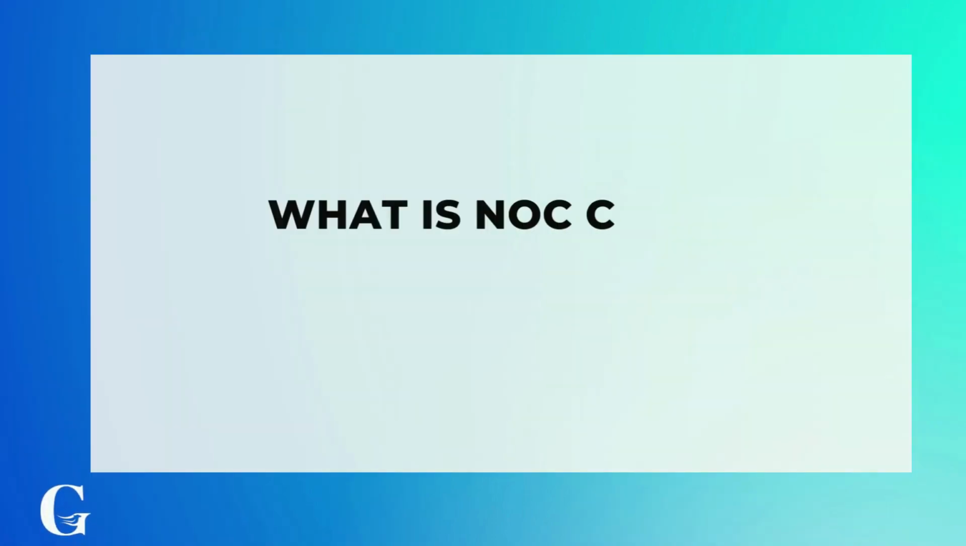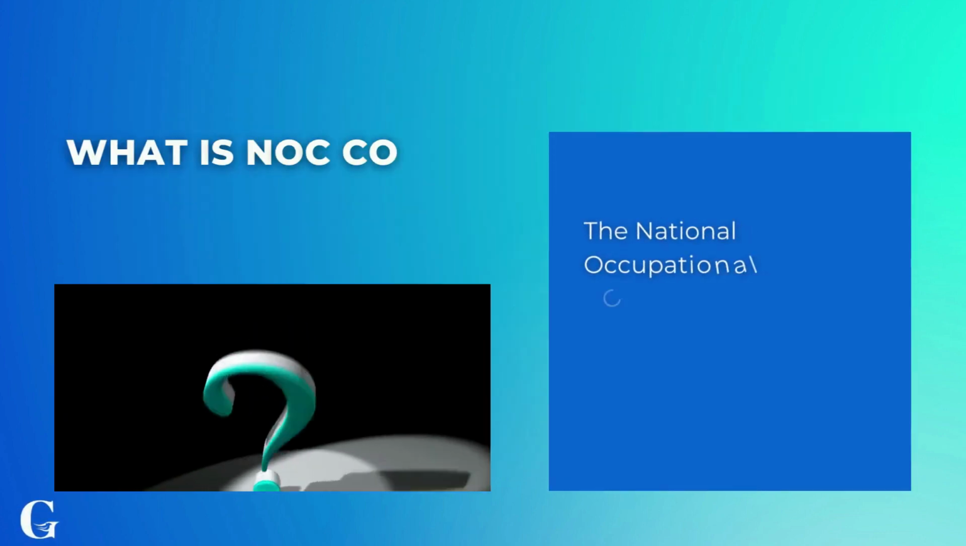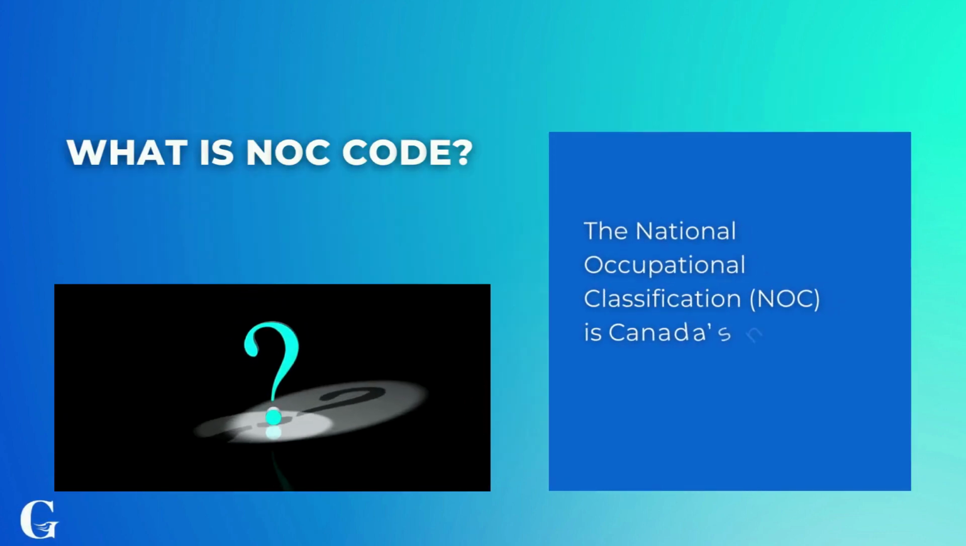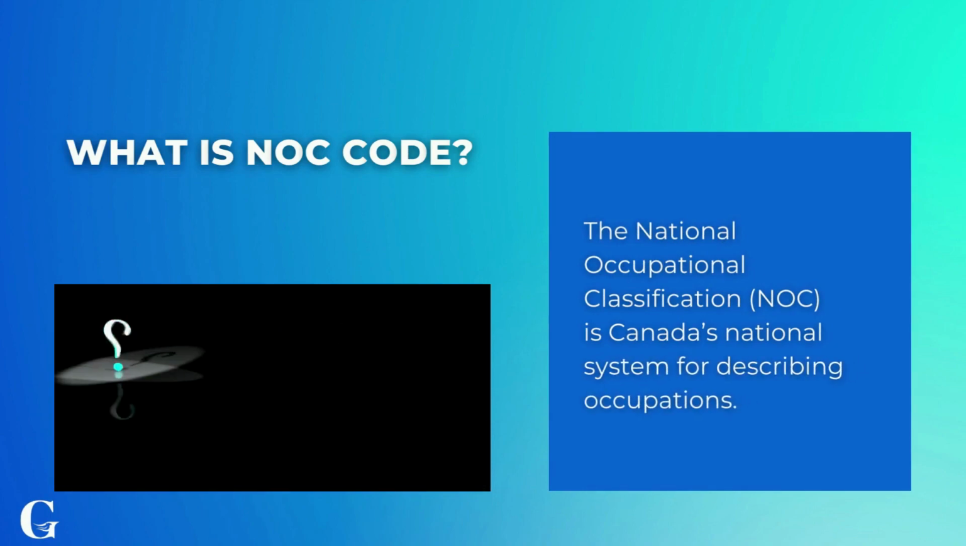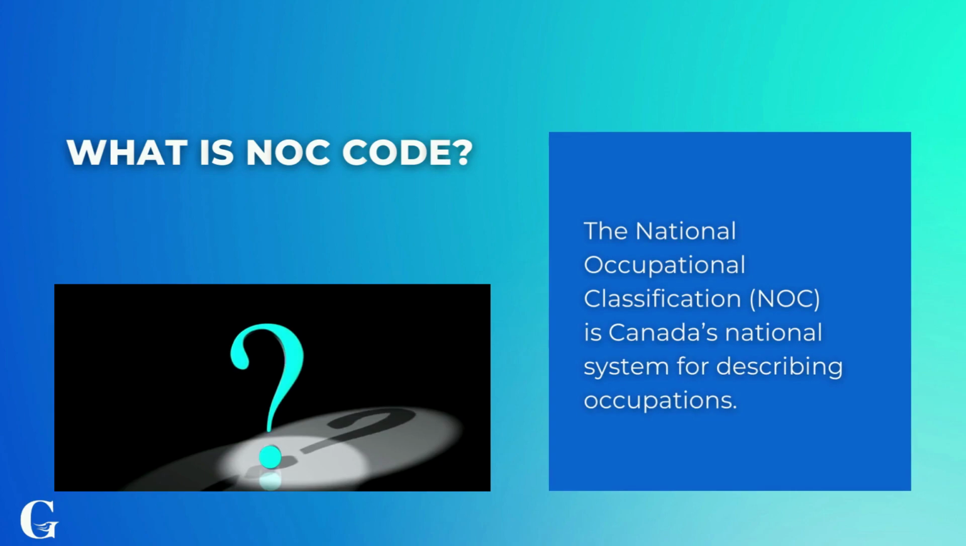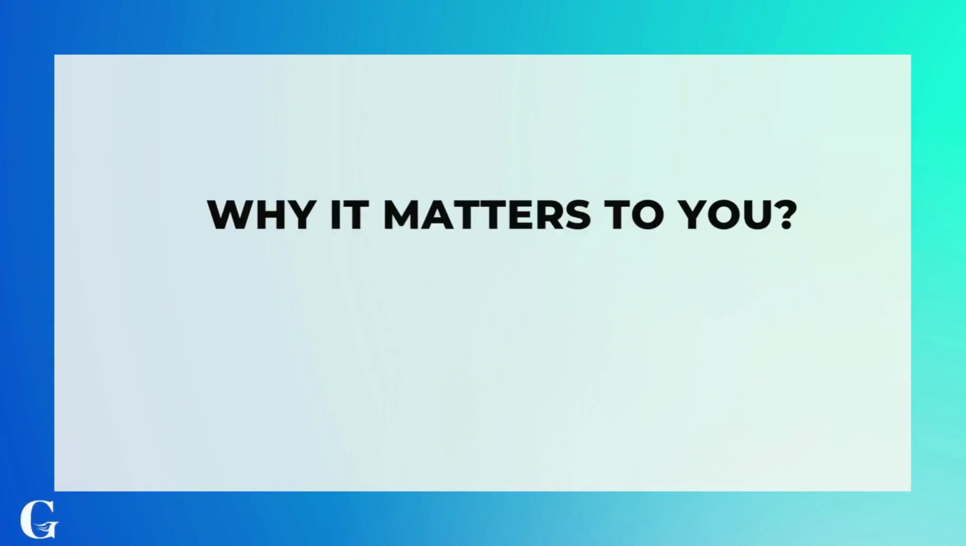What is NOC code? NOC stands for the National Occupational Classification. It is the national reference for occupations in Canada. It provides a systematic classification structure that categorizes the entire range of occupational activity in Canada, for collecting, analyzing, and disseminating occupational data for labor market information and employment-related program administration.